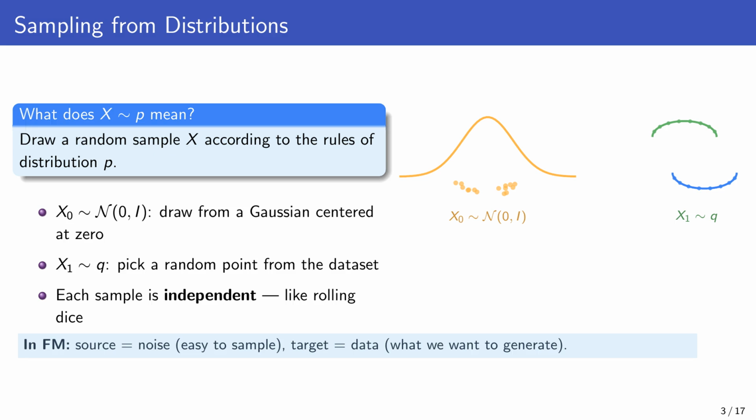The key point: each sample is independent. Every time you sample x0, you get a fresh random point. Every time you sample x1, you get a different data point. This independence is what makes the math work.